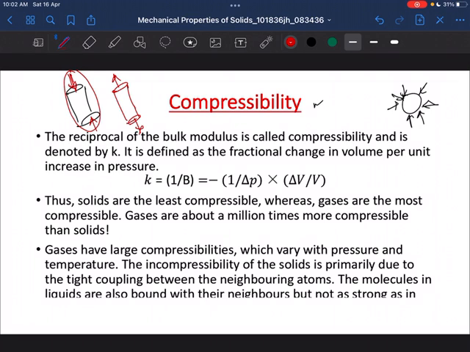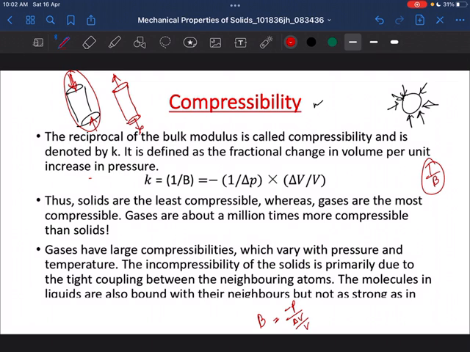The reciprocal of bulk modulus is called compressibility and is denoted by K. So 1 by B, this is your compressibility and is denoted by K. It is defined as a fractional change in volume per unit increase in pressure. तो जैसे कि B का वैल्यू कितना क्या देखा था मैंने, -P divided by del V by V.